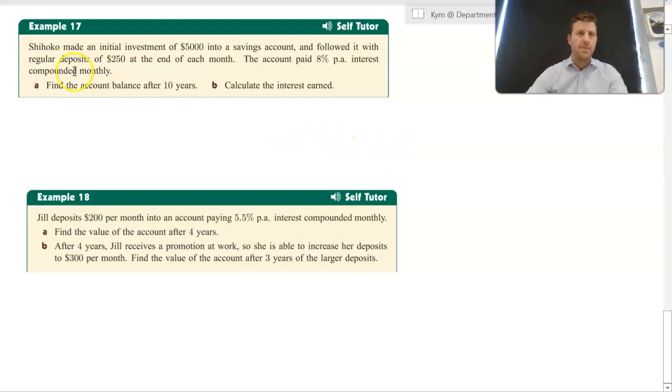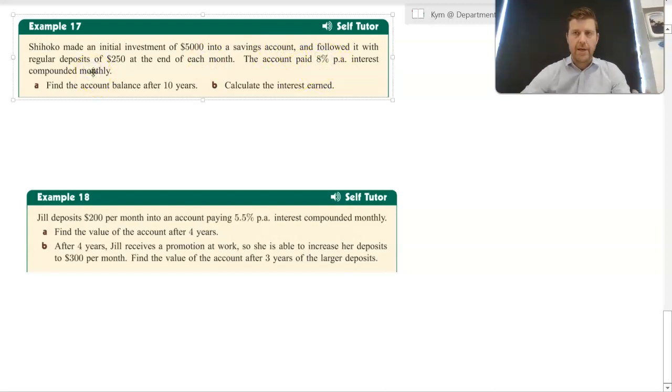So, my first example, we have a person here that makes an initial investment of $5,000 into a saving account and followed with regular deposits of $250 at the end of each month. The account paid 8% per annum interest compounded monthly.